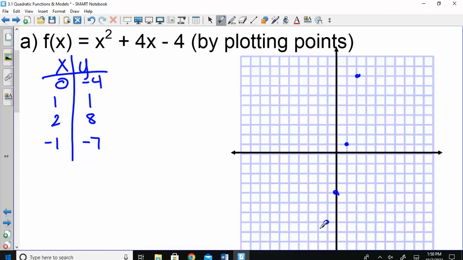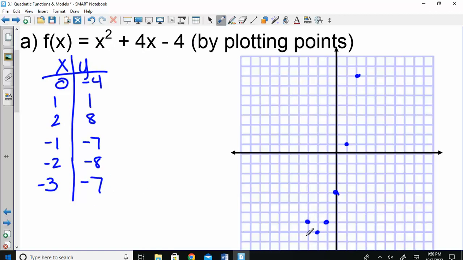Okay, do I have a parabola yet? No, so we have to keep going. -2. So I get 4 minus 8 minus 4, so we get negative 8. And that's still not enough, so we would have to go with negative 3. So then we get 9 minus 12 minus 4, which is negative 7.